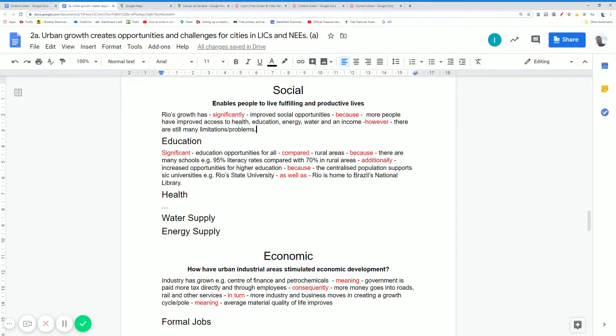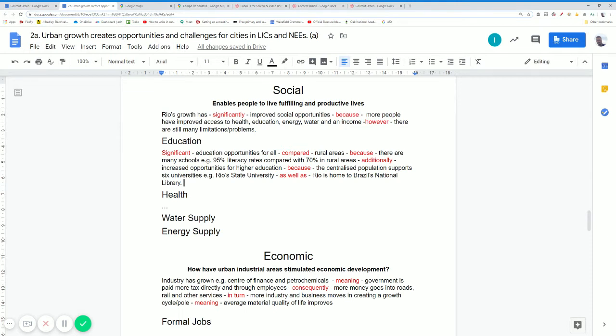But also, and additionally, I don't think it's the most fundamental thing, you've got higher education as well, because a big centralized population, which means lots of people living together, means you can support universities, and there are 6 universities. There's an example there, again, trying to be specific, Rio State University. And it's also got Brazil's National Library situated here, which is obviously going to improve education further, access to journals, academic papers and books.